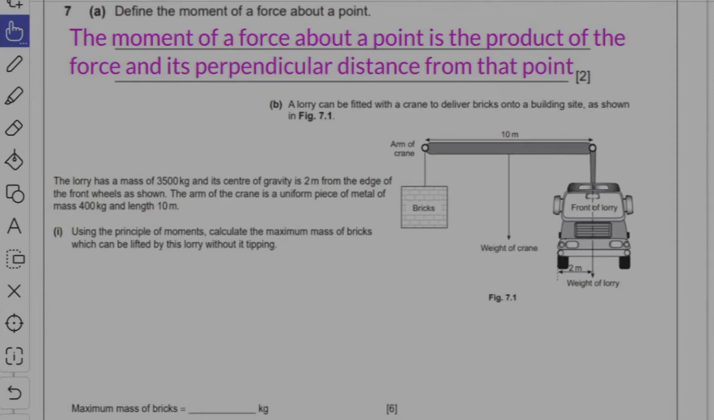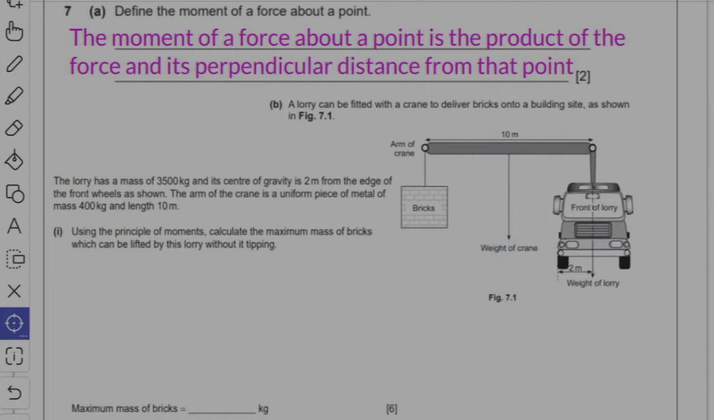The arm of the crane is a uniform piece of metal of mass 400 kilograms and length 10 meters. So again, they tell us uniform so that we can locate the weight of that beam. Because the arm is uniform, it will have its center of gravity in the middle, and therefore we can represent the weight of that part of the crane acting down from the middle. So when they tell us that this is uniform, that allows us to work out that this must be 5 out, where the weight of the boom of the crane acts.